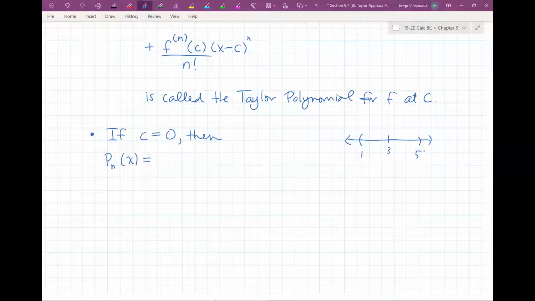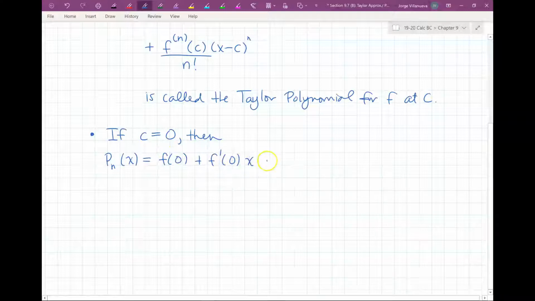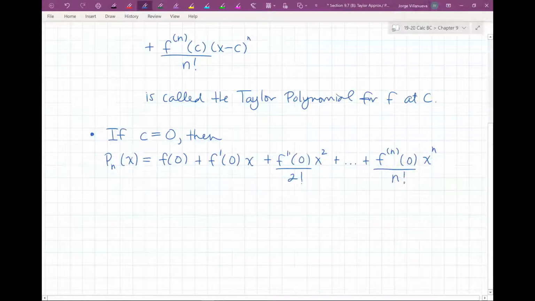But we'll get to that part a little later. I don't think it's this lesson. It might be the next one. But yeah, we will get to that. So if c equals 0, then p sub n of x is f of 0 plus f prime at 0 times x plus f double prime at 0 times x squared over 2 factorial plus etc., plus f to the nth prime at 0 times x to the nth over n factorial. That's called the Maclaurin polynomial for f.